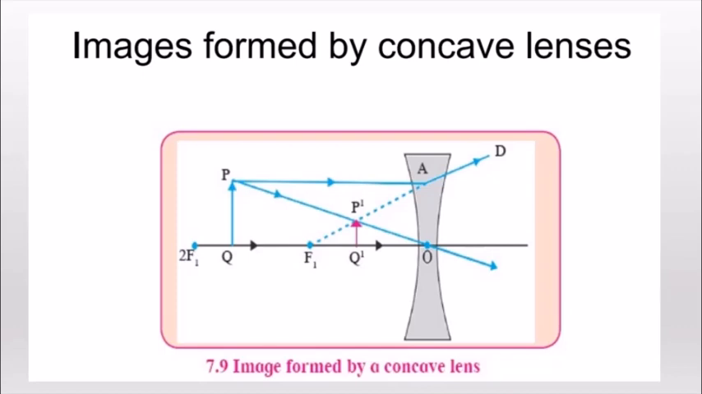Now as you can see from this ray diagram, whenever the image is formed with the help of a concave lens, it will always be virtual, it will be erect, and it will always be smaller than the object. Okay, so this is the main thing that you have to remember.